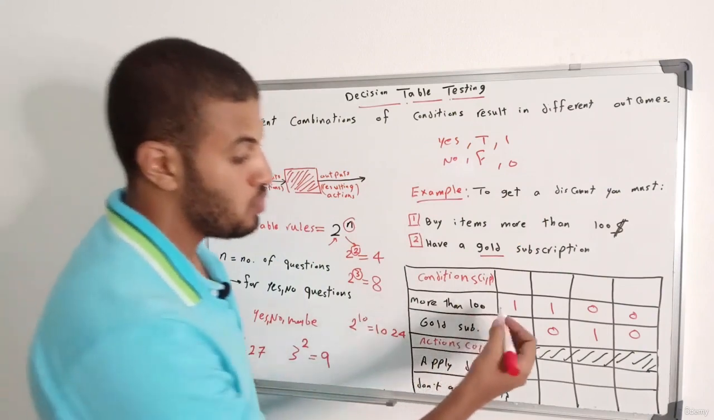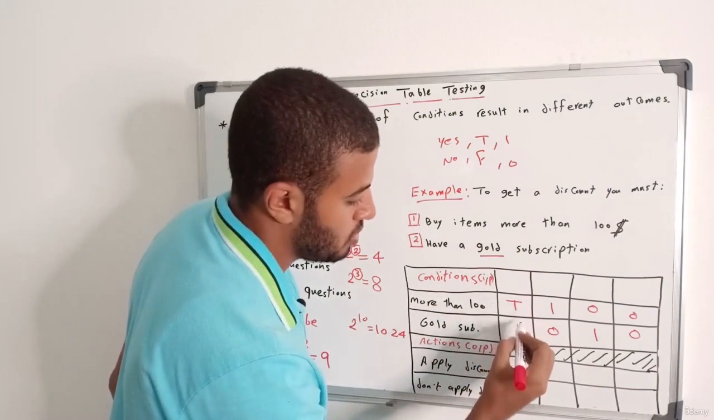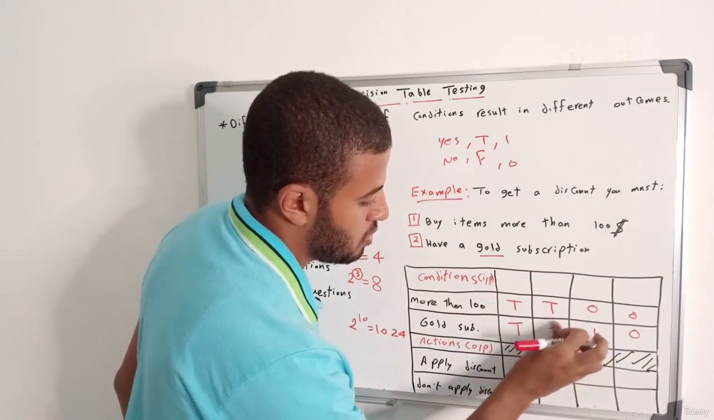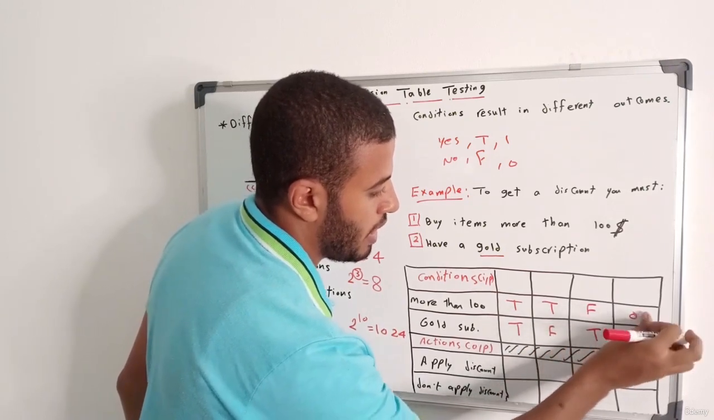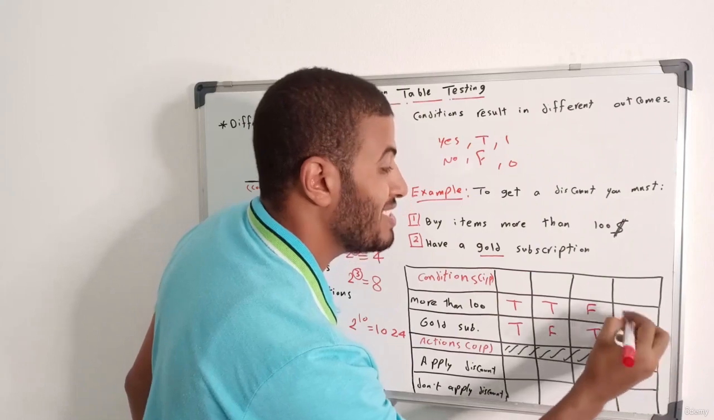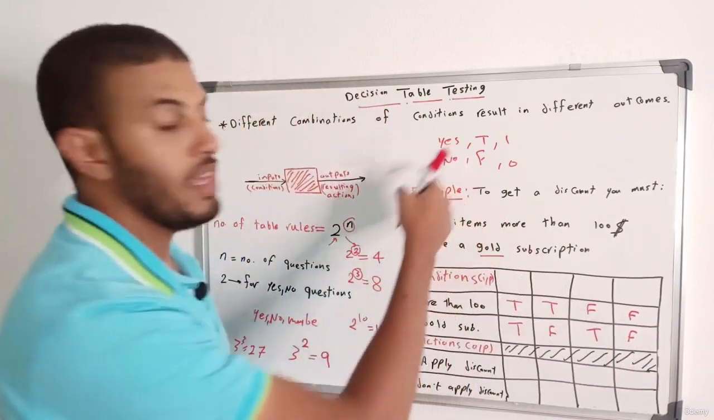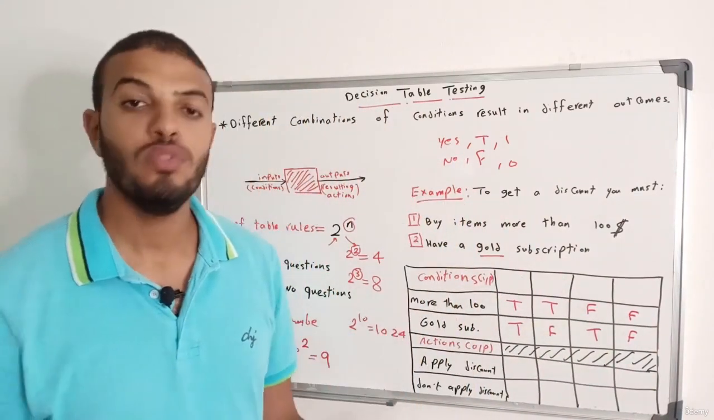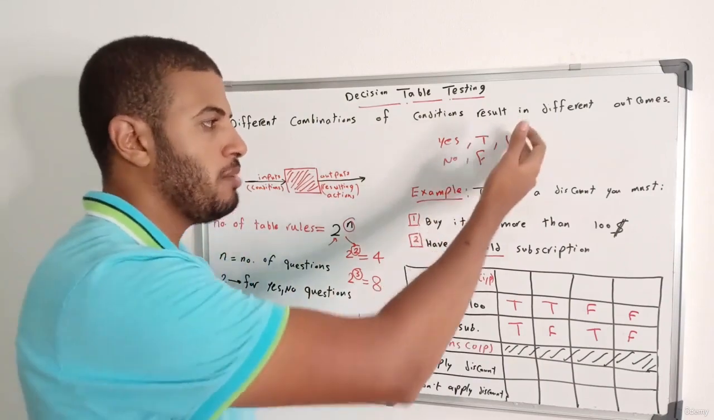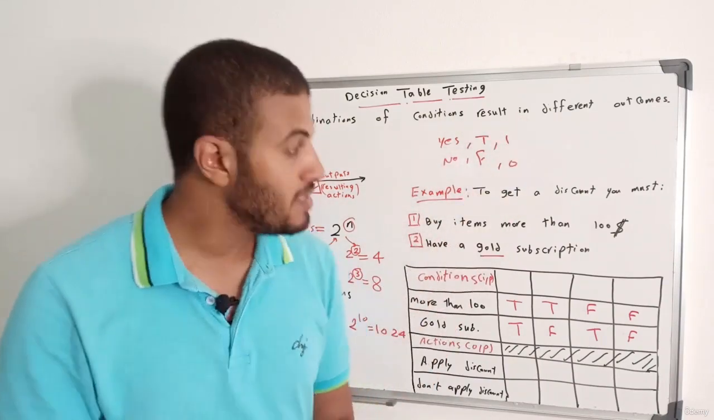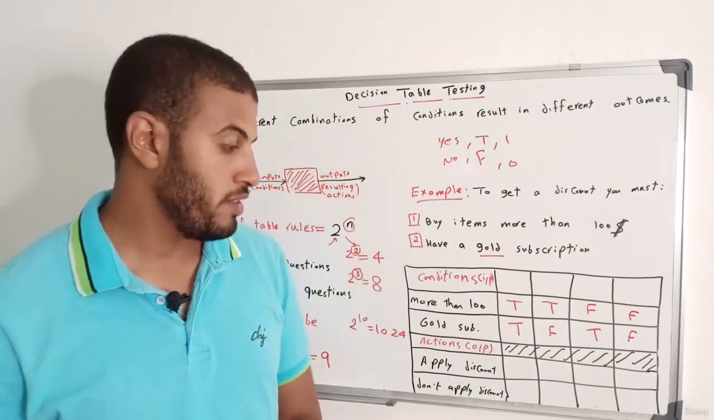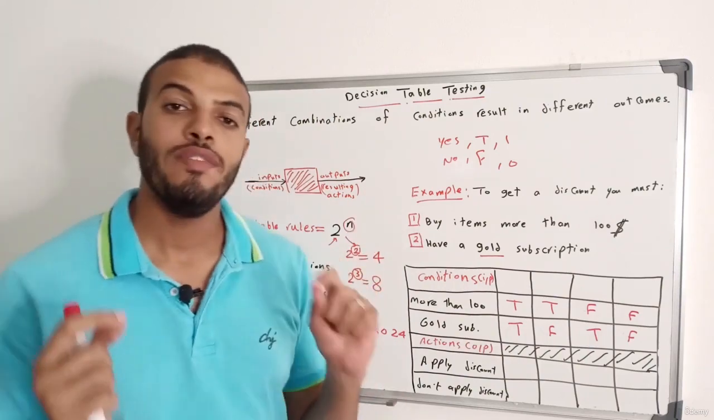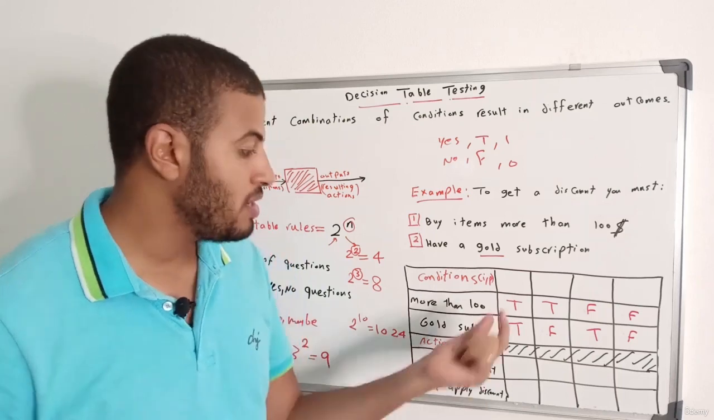So we may say true and false. So this can be true, true; true, false; false, true; and false, false. This is the same. Or yes and no. So when you fill your decision table, choose any one of them. I prefer 1 and 0 because this is used a lot in computers, but some people use yes and no, true and false.